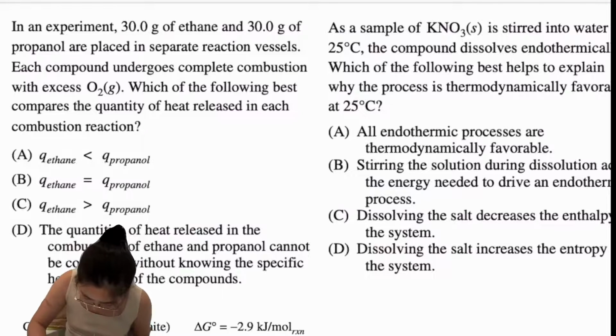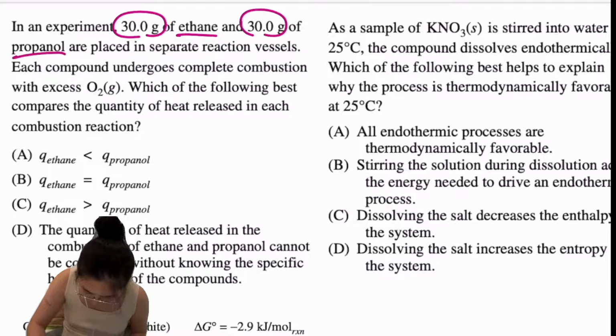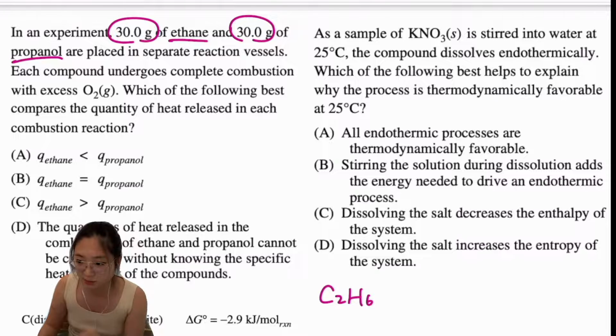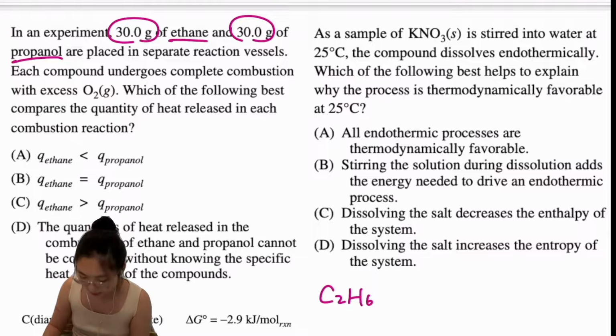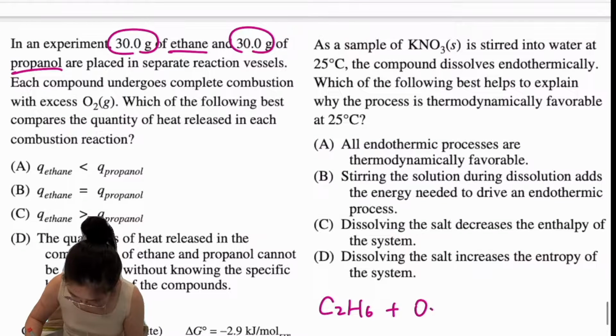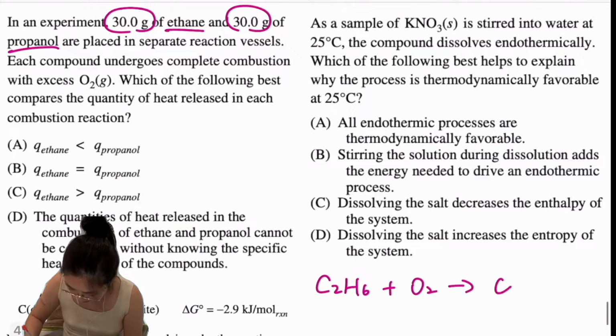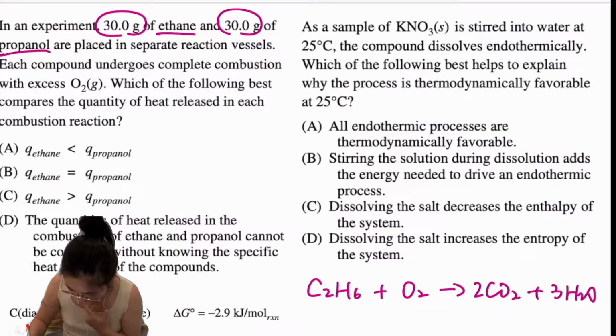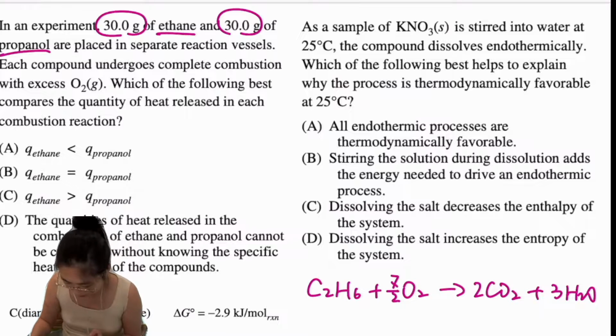So 30 grams of ethane and 30 grams of propanol. Ethane is C2H6. Methane, ethane, propane: 1 carbon, 2 carbon, 3 carbon. So ethane corresponds to 2 carbon. C2H6, when it combines with oxygen in its combustion reaction, gives CO2 and 3 H2O. I'm going to balance it out. For the oxygen, that is 4 plus 3, 7, so 7 over 2. So this is when 1 mole of C2H6 reacts with oxygen.